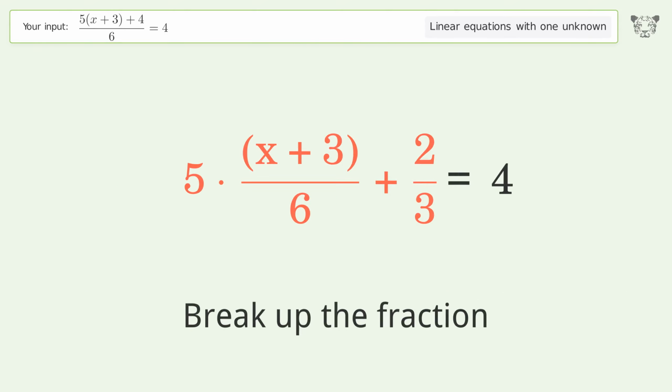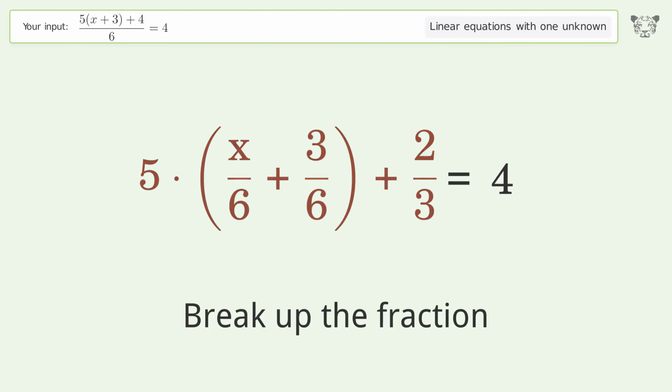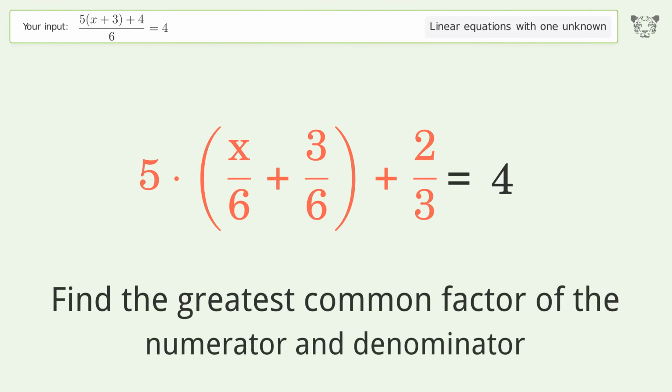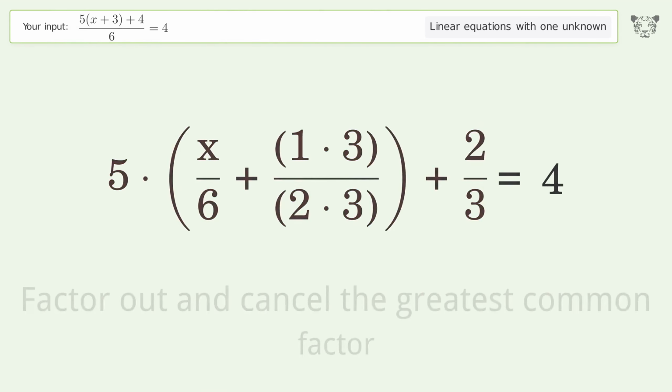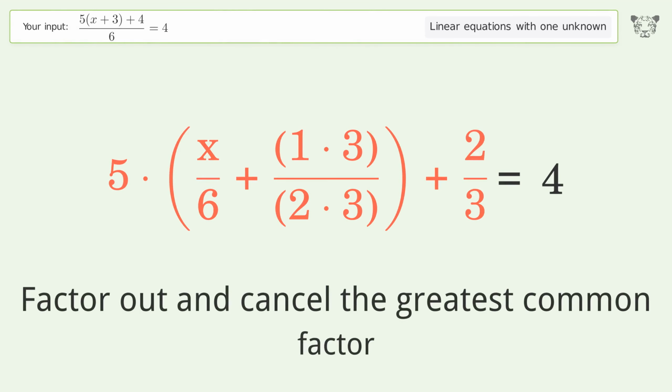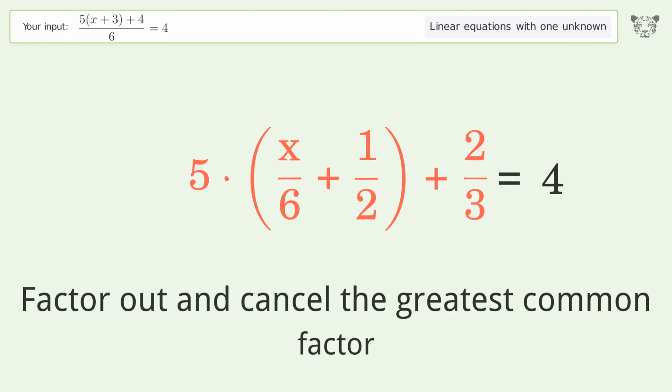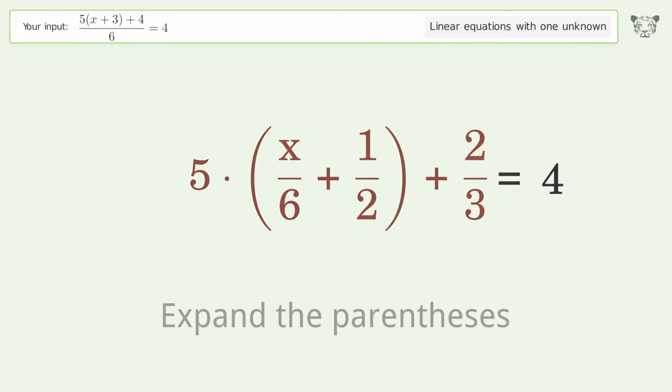Break up the fraction. Find the greatest common factor of the numerator and denominator. Factor out and cancel the greatest common factor. Expand the parentheses.